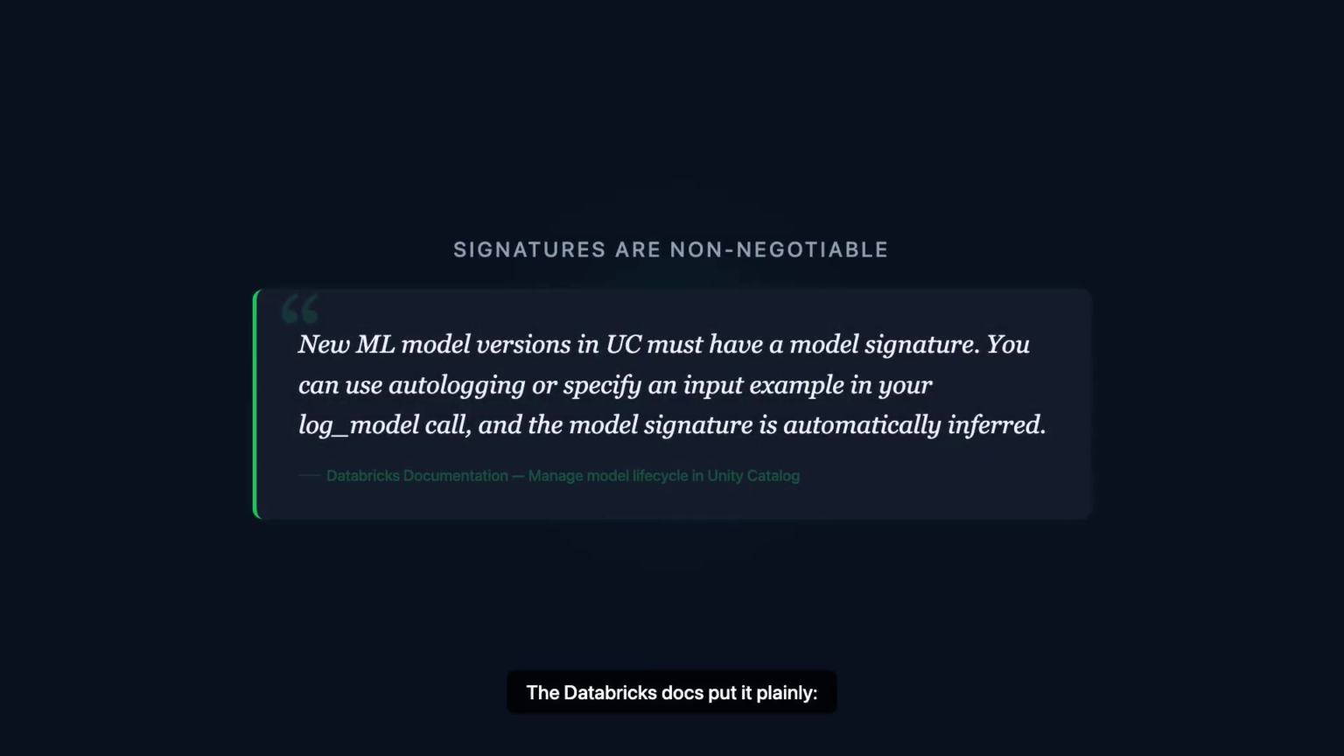The Databricks docs put it plainly. New ML model versions in Unity Catalog must have a model signature. The good news is you don't have to handwrite one. Use autologging, or supply an input example in your log_model call, and MLflow infers the signature automatically, which leads us straight to the next concept.